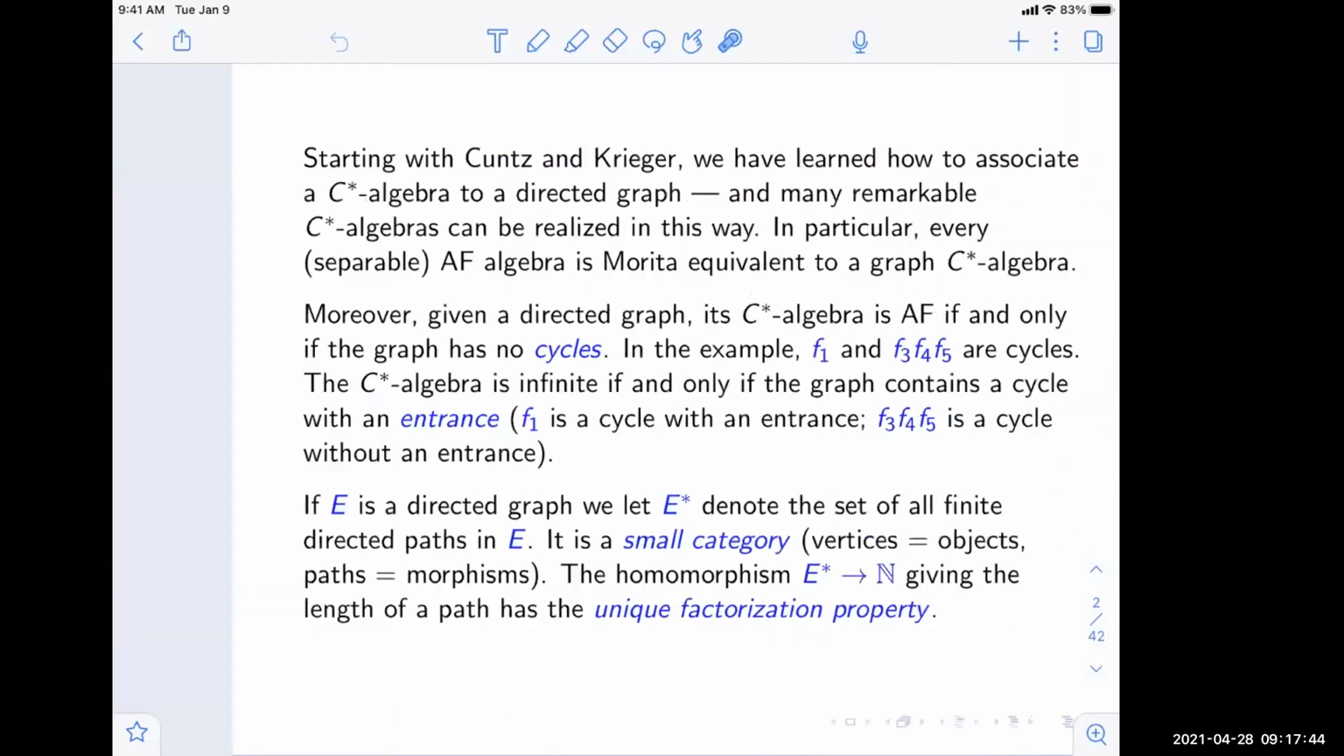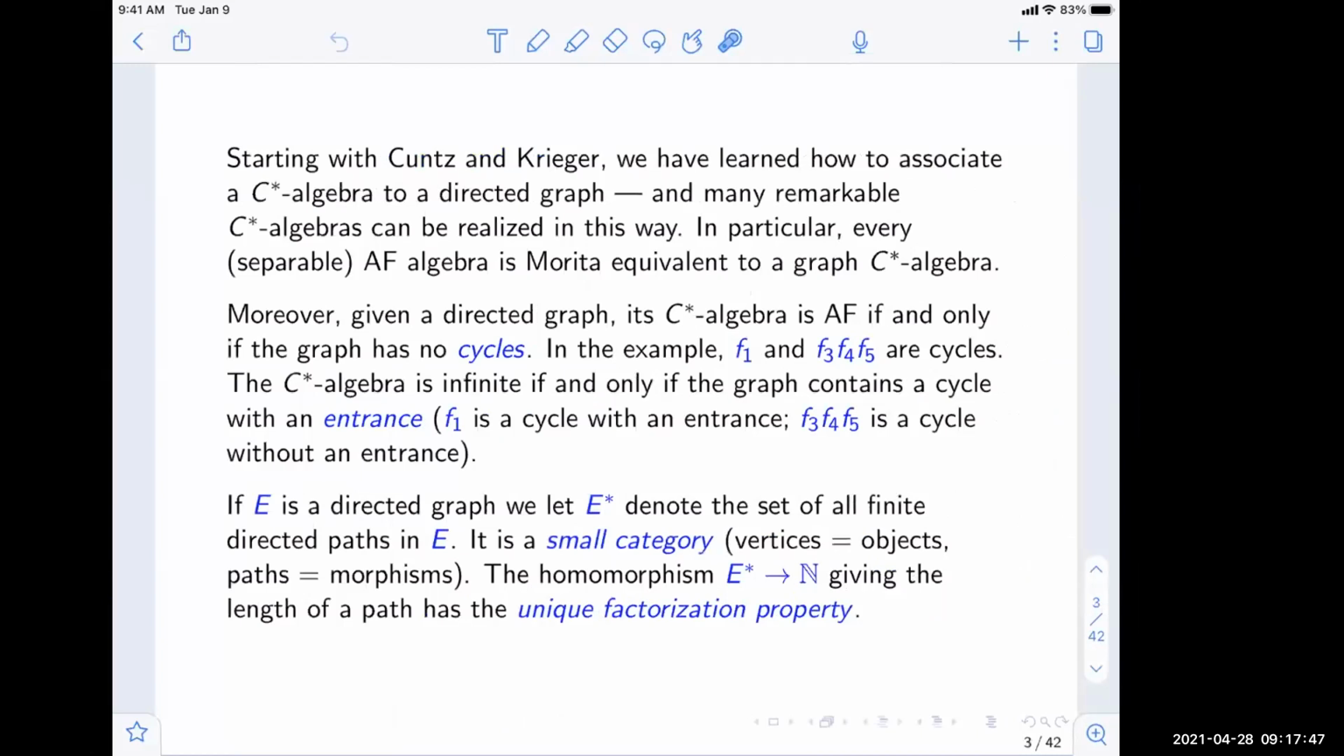Okay, so really I think it was Kunz and Krieger who taught us how to associate C-star algebras to directed graphs. And then their construction was generalized really to arbitrary graphs in many different ways. And of course, this began with Kunz's algebras that came from the simplest graphs, just some loops with a single vertex. And that is really why this became so important, is such remarkable C-star algebras had this origin in this directed graph. In particular, every AF algebra is at least Morita equivalent to a graph C-star algebra.